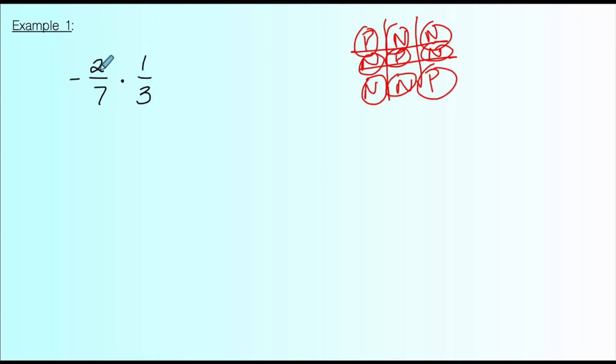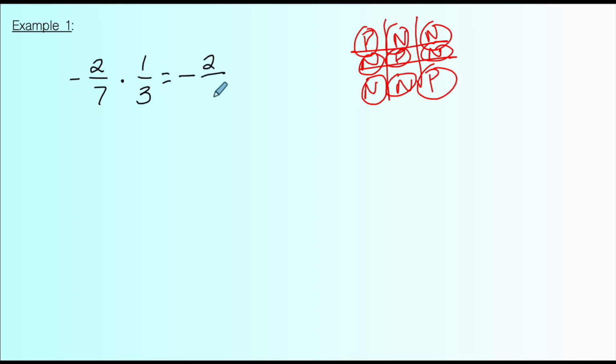Either way, let's do this. Here I've got a negative times a positive, so I know my final answer is going to be negative something. And now let's just deal with the numbers. There's no improper fractions here, so I can just multiply top times top, bottom times bottom. So 2 times 1 is 2.